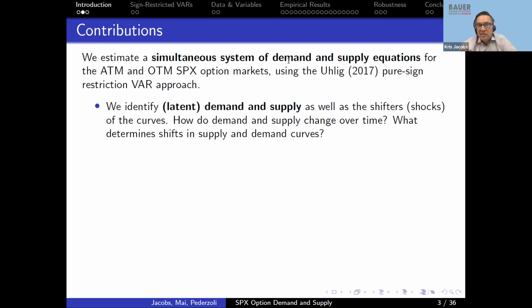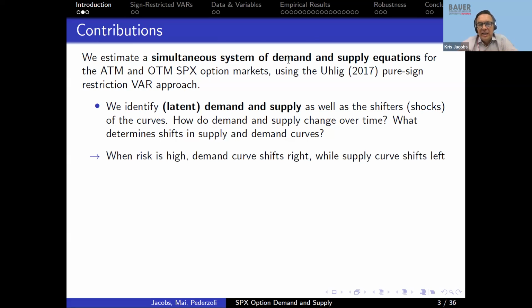Once you have latent demand and supply, here's a very simple exercise you can do, which obviously we do: you take the time series that comes out of the VAR, and you just regress it on things that you think might be shifters of demand and supply. That's exactly what we're going to do. We're going to regress latent demand and supply on all kinds of measures of risk that we think are going to shift demand and supply. And I'm going to tell you, it's a very clear pattern that we observe.